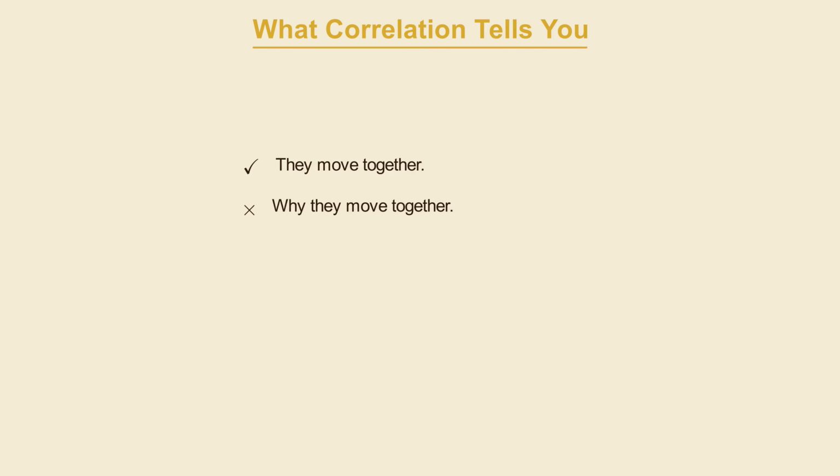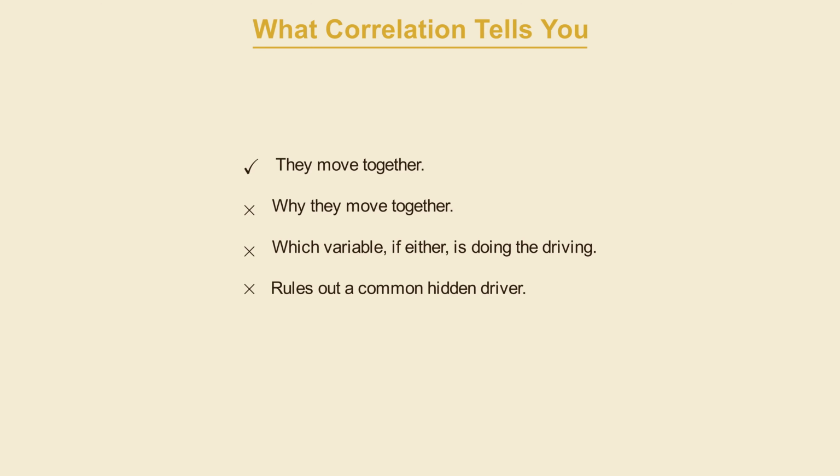High correlation between two variables tells you they move together. It does not tell you why. It does not establish which variable, if either, is doing the driving. And it does not let you rule out the possibility that both variables are being driven by something you haven't measured.